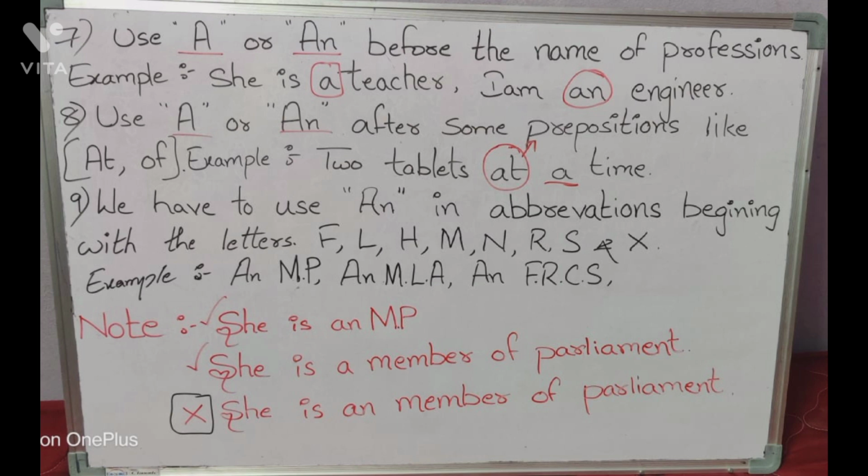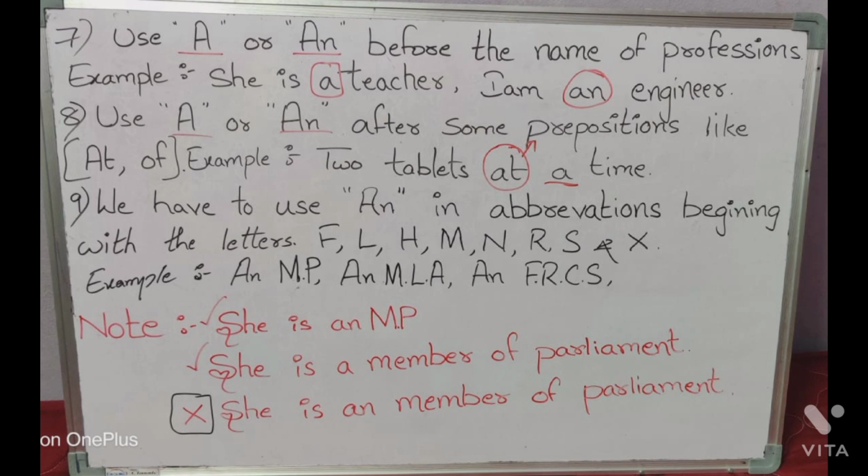And we can also use the articles a and an in some prepositional phrases. Okay, for some prepositions also we can use a or an article. Example, 2 tablets at a time. See, it is a preposition and we are using a in the sentence after the preposition. 2 tablets at a time. Birds of a feather fly together. So here also, with the prepositions we are using a or an article.